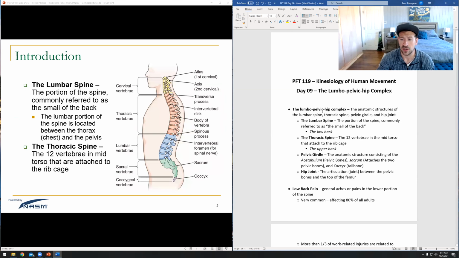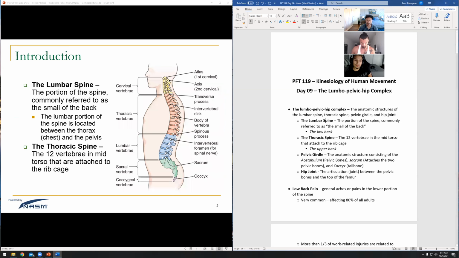If we're looking at the lumbar spine, this is the portion of the back we consider the small of your back, the little blue section right here. And you can see it's going to be these 5 discs. This is your L1, L2, L3, L4, and L5. A lot of our clients deal with problems in the L4, L5 area. That's where we see a lot of disc herniations and bulges and things like that.